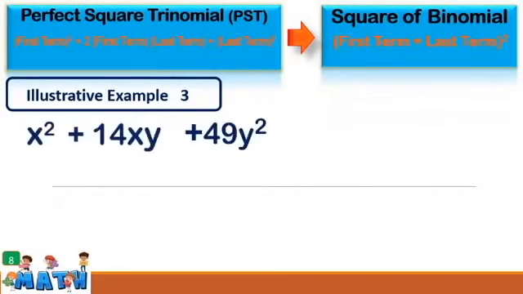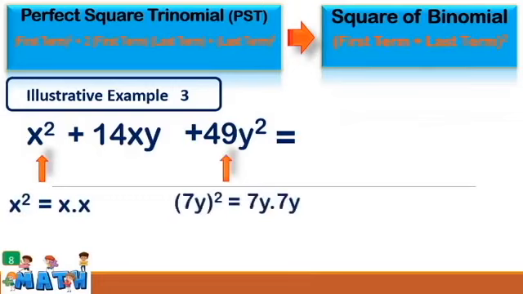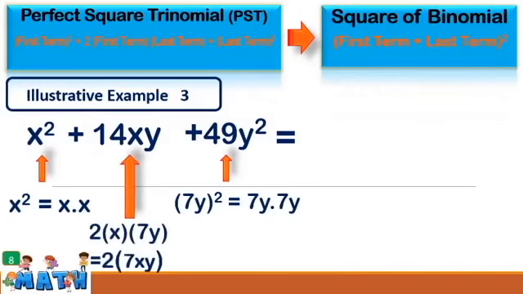Example number 3. We're going to get the factors of x squared plus 14xy plus 49y squared. Again, check whether the first and last terms are perfect squares and write them as a square. So x squared can be written as x times x, and 49y squared can be written as the quantity 7y squared or 7y times 7y. And checking for the middle term, so we have x times 7y is 7xy times 2 is 14xy. So we have a perfect square trinomial.